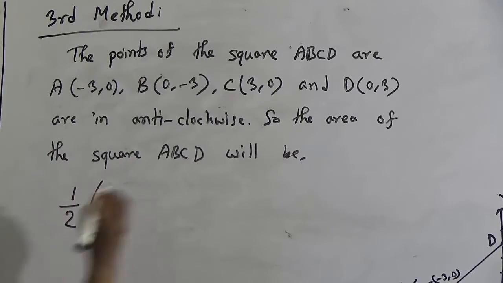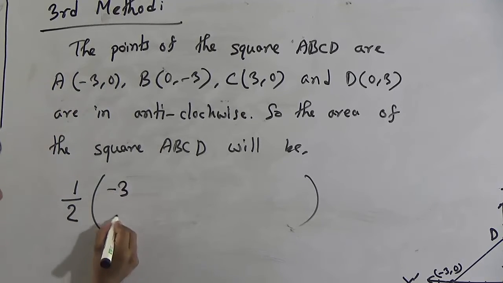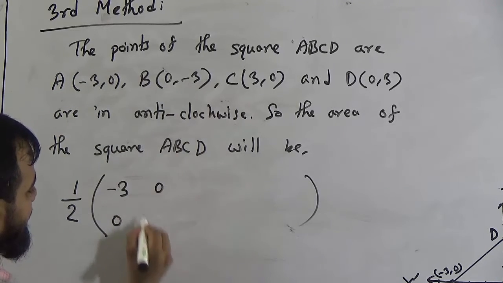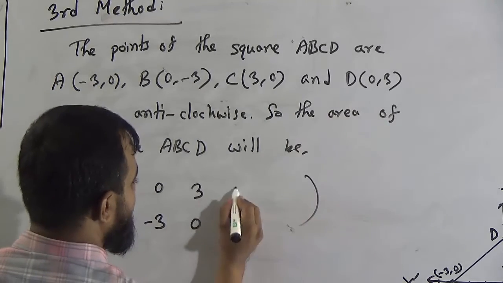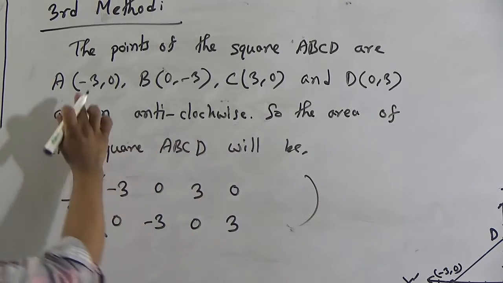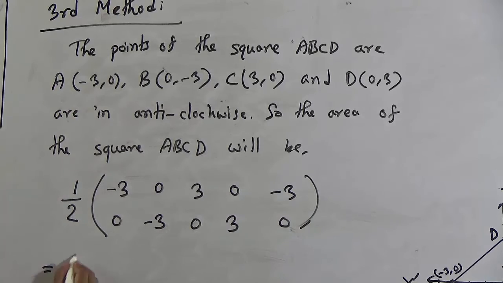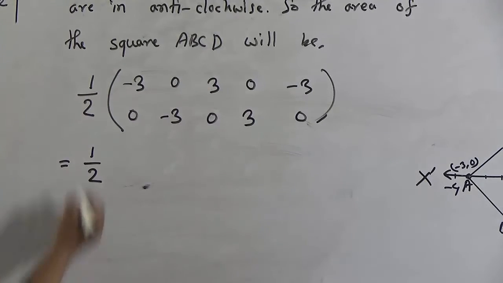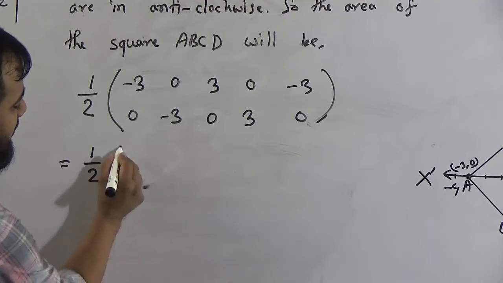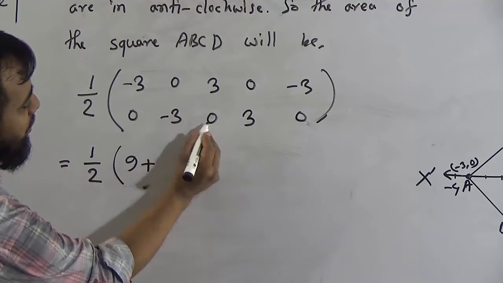Half of these ones: the first one is 3 minus 3, 0, minus 3, 0. Second one is 0, minus 3, 0, minus 3. Third one is 3, 0, 3, 0. Fourth one is 0, 3, 0, 3. And again the first one is minus 3, 0. Now it's a simple multiplication, dear students. When you multiply this way, it will be positive. When you multiply that way, it will be negative. Now positive: 3 times minus 3 times minus 3 gives plus 9. 3 3s are 9. Plus 0 and 0 will make 0.